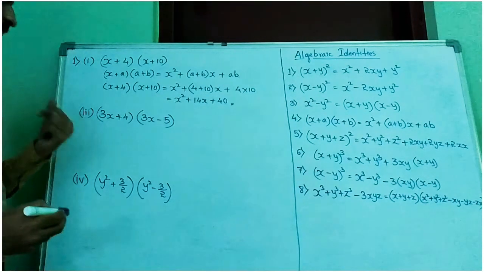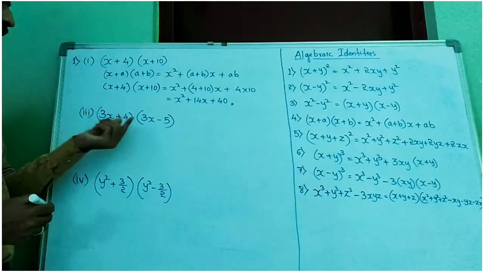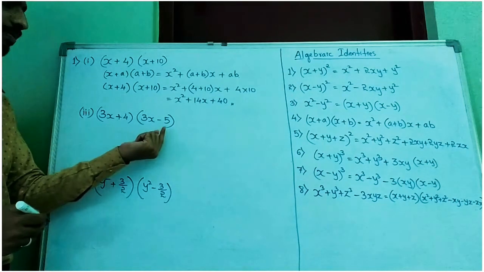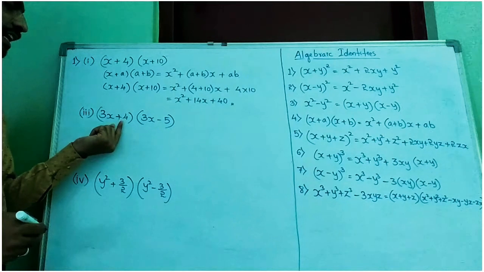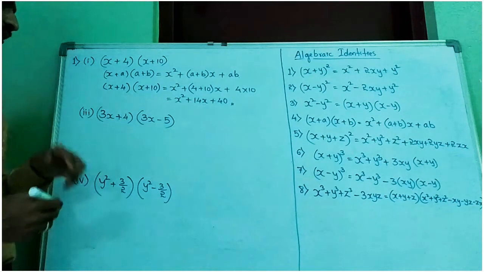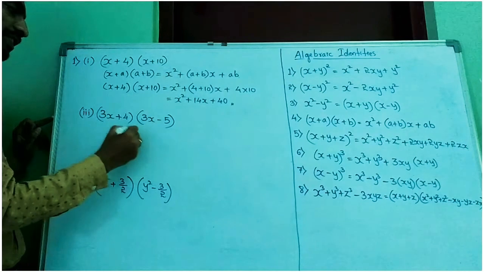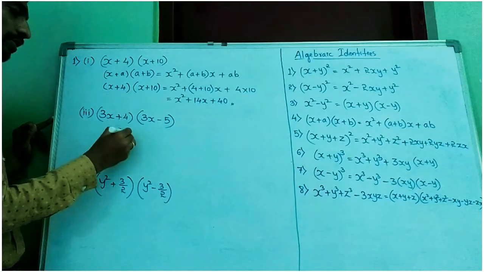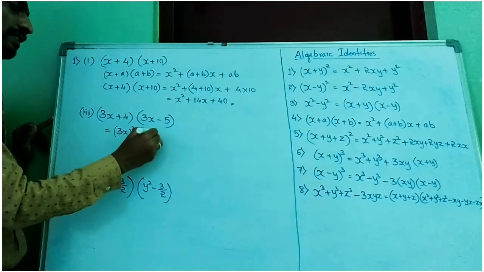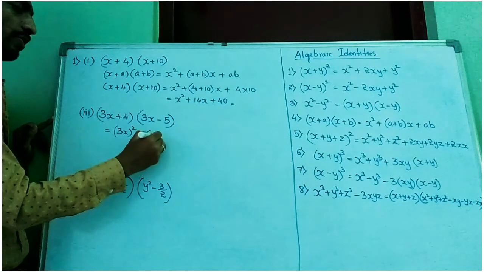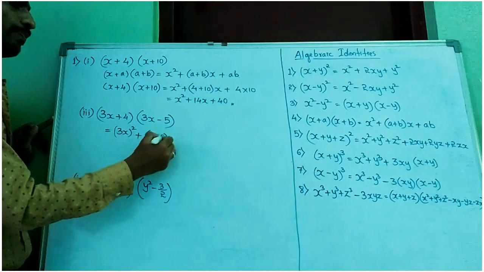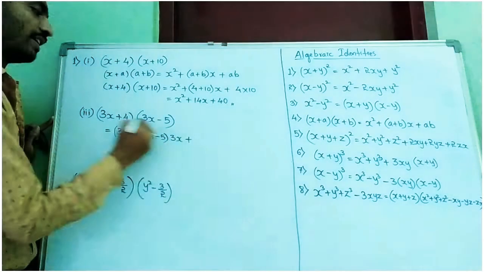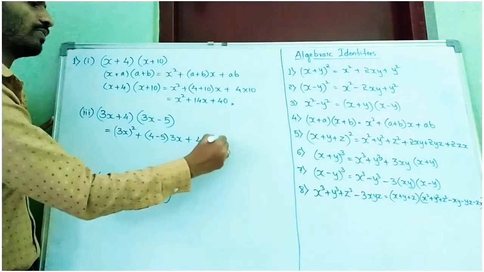Next, let's take the second one for your practice. It is also the same, but here they have given (3x + 4)(3x - 5). Let's take a as +4, b as -5. Using the same identity, first x², so in place of x², (3x)², plus (a + b), what is a? 4, plus b, which is -5, into x, that is 3x, plus ab, ab means 4 into -5.